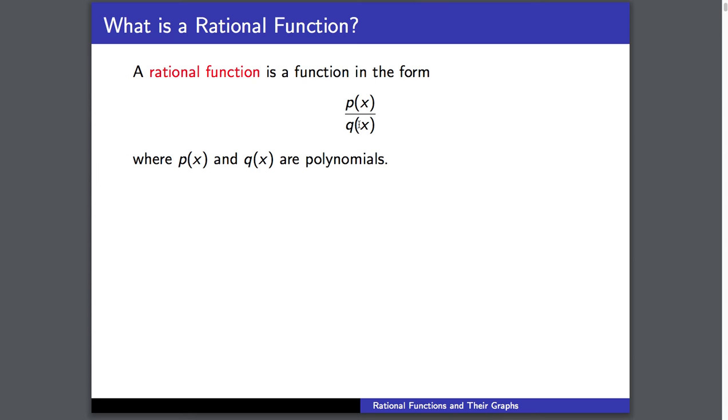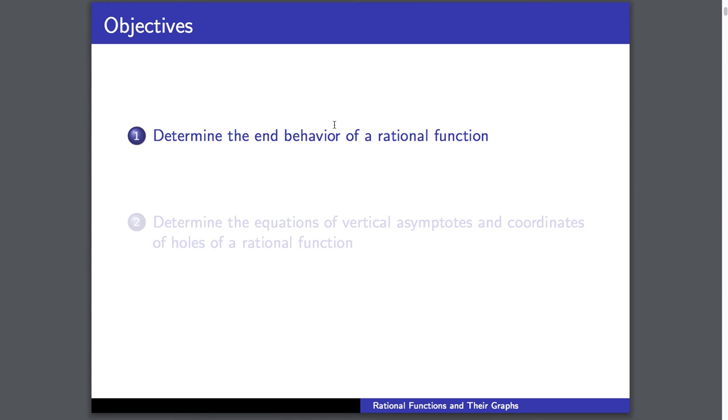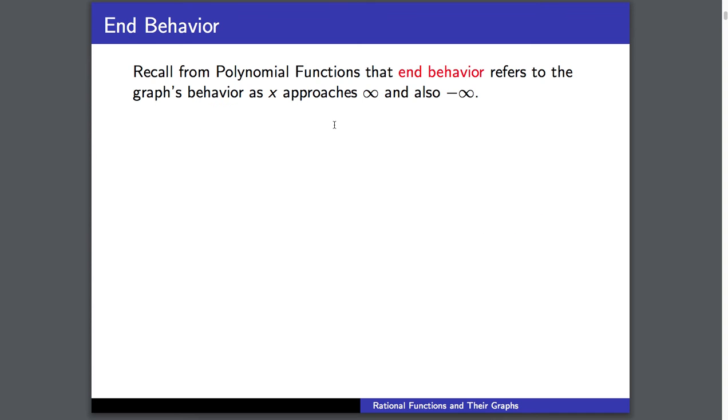We took a look at what qualifies a function to be a polynomial in our section on polynomial functions. Here we're just going to put one polynomial over another polynomial. We're going to start by looking at end behavior, or long-term behavior, of a rational function. We're going to split this objective up into two separate videos just for time purposes.